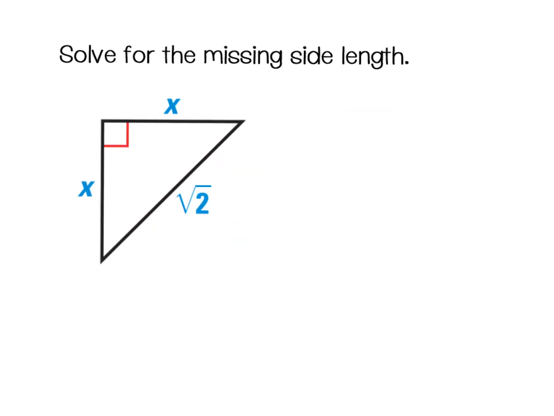Okay, our last example. This time I have a hypotenuse. I need to work backwards to get the leg. So I know radical 2 is equivalent to x radical 2 on my formula triangle. I need to divide by radical 2 to get x by itself. So what is radical 2 divided by radical 2? That is 1. So x is equivalent to 1. That means my legs have a length of 1.